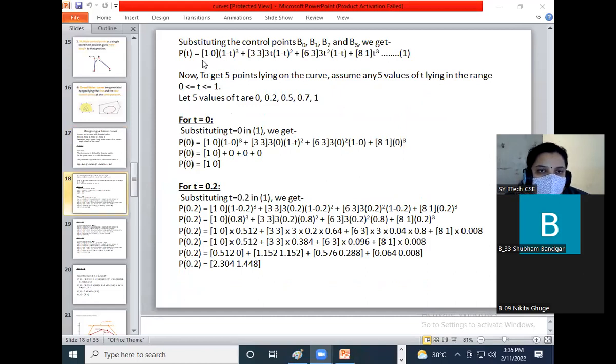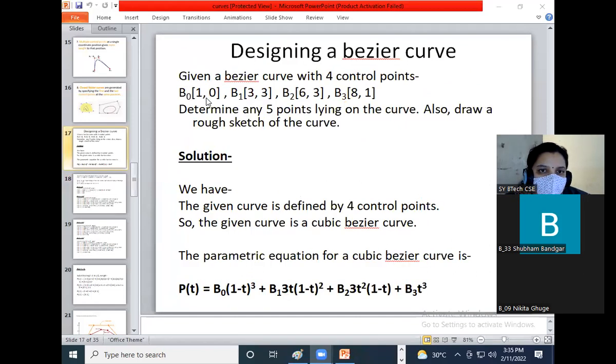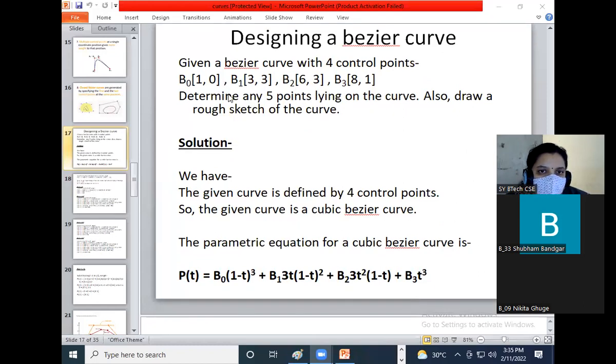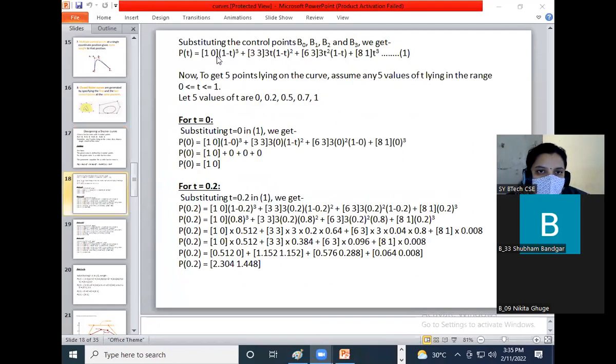Okay, so here B0 is replaced by 1, 0. See, B0 is 1, 0. Then 3, 3 is B1. B2 is 6, 3. And B3 is 8, 1. So I am replacing here these values, B0, B1, B2 and B3, by those 4 values. Okay, so these are the 4 values. That is your expression number 1.